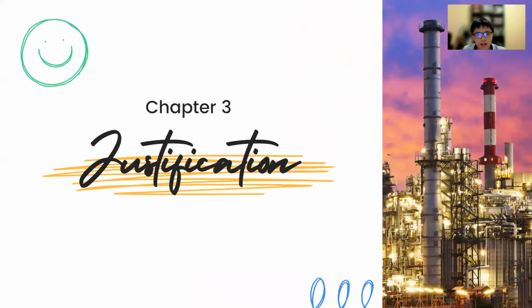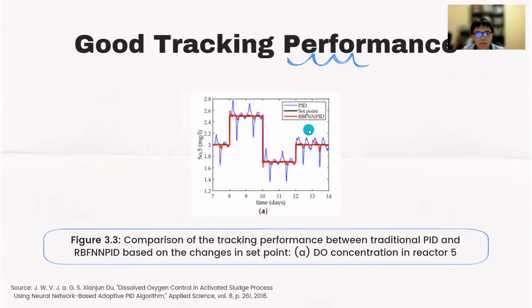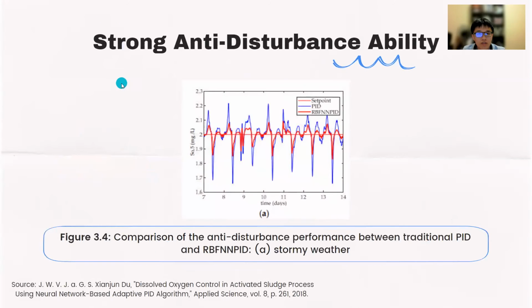Next, let's take a look at the justification. The performance of the RBFNNPID is justified by comparing with the traditional PID. Firstly, the RBFNNPID has a good tracking performance because it is able to keep the DO concentration close to the desired set point value regardless of the changes in the set point. Next, it also has a strong anti-disturbance ability because it is able to reduce the oscillation of the DO concentration as compared to the traditional PID.